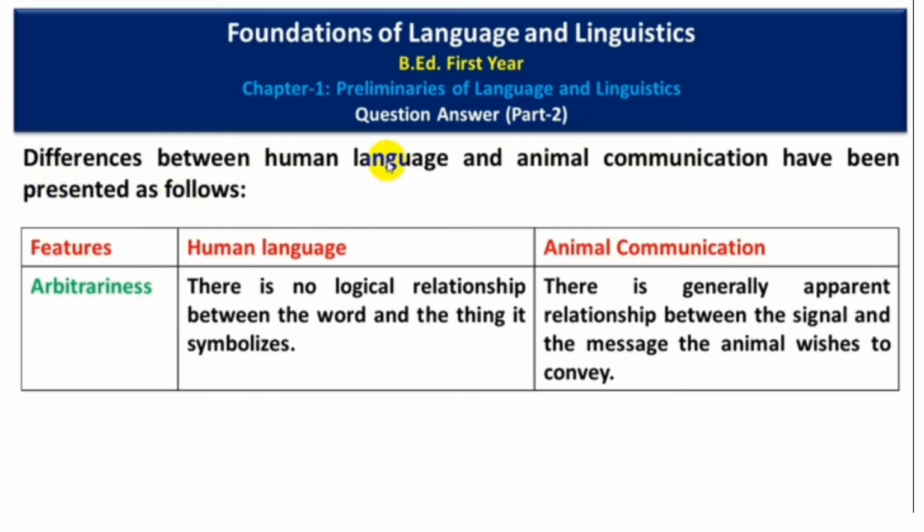Differences between human language and animal communication have been presented as follows. Features: human language, animal communication. Arbitrariness. There is no logical relationship between the word and the thing it symbolizes. There is generally an apparent relationship between the signal and the message the animal wishes to convey.